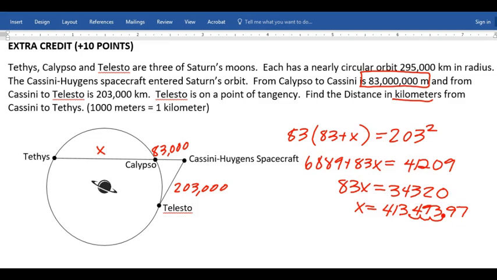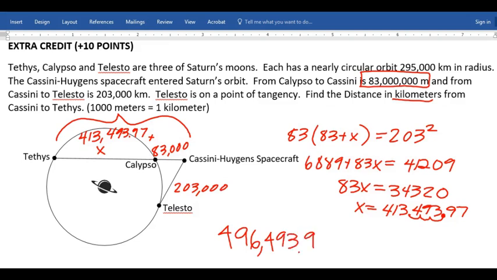Now here's the key. The question asked us, how far is it from Cassini, that's out here, to Tethys, however you say that. So that means we've got to add these two measures together. So this was 413.49397. We're going to have to add that to the 83,000. So that gives us 83,413.49. That was our answer, in kilometers.